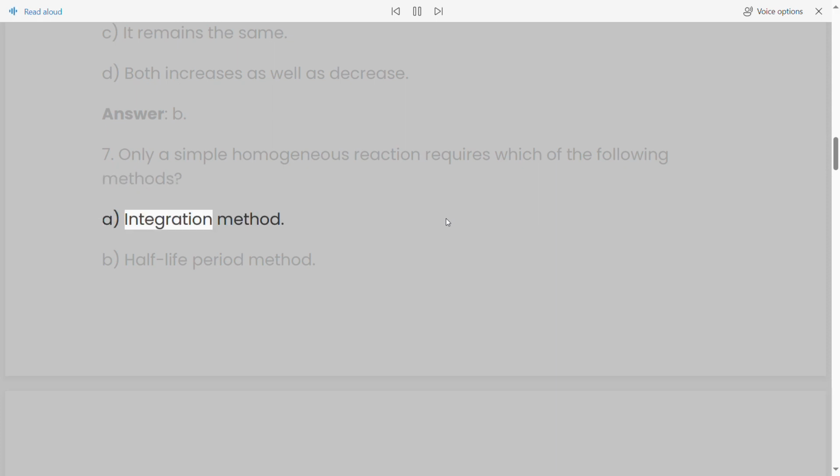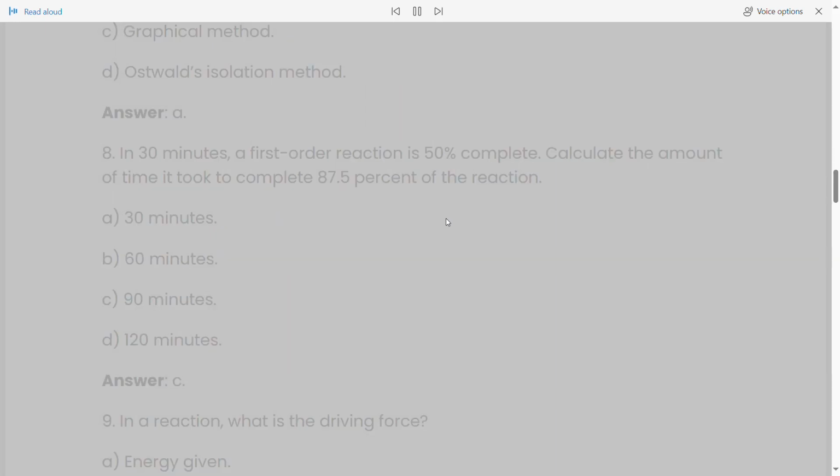A. Integration method. B. Half-life period method. C. Graphical method. D. Ostwald's isolation method. Answer A. 8. In 30 minutes, a first-order reaction is 50% complete. Calculate the amount of time it took to complete 87.5% of the reaction. A. 30 minutes. B. 60 minutes. C. 90 minutes. D. 120 minutes.